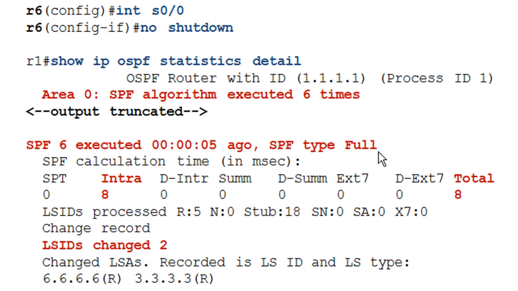And here's what we're keying in on. The SPF type was full. So this is without ISPF enabled. So we added this router and it went ahead and did a full shortest path first calculation. And you can see here that it took 8 milliseconds for the intra area, and that's all there is. So the total was 8 milliseconds. There were 2 records changed, and this makes sense. R6 joined the network, and then R3 was a connection that R6 came up on. So 2 Type-1 LSAs, and it took a total of 8 milliseconds and required a full SPF calculation.